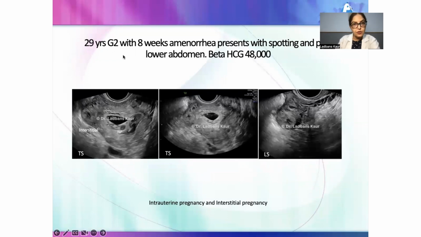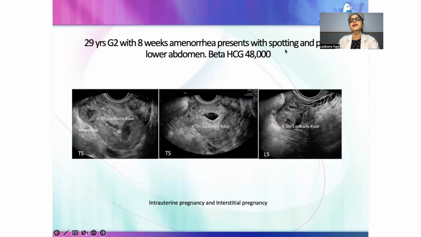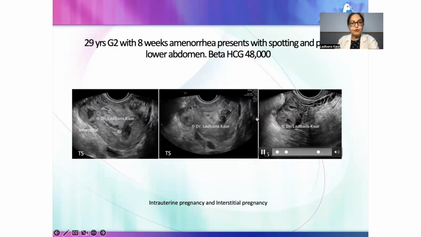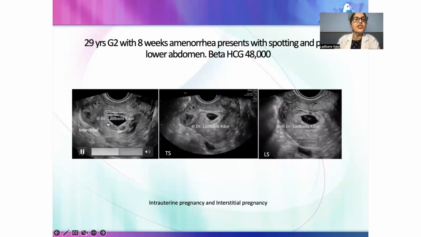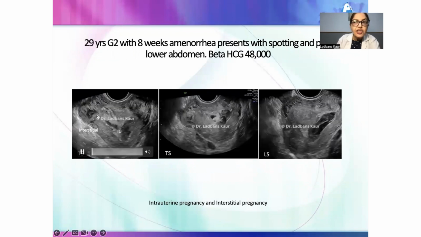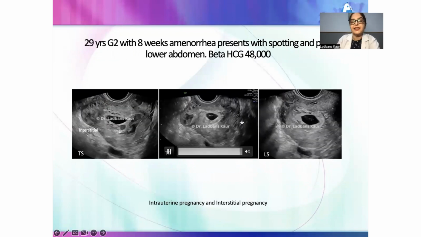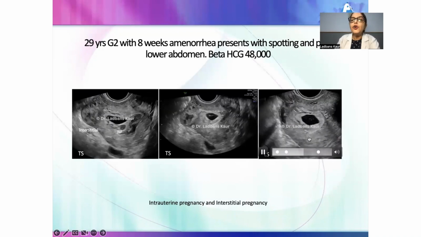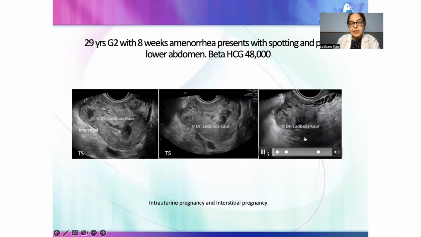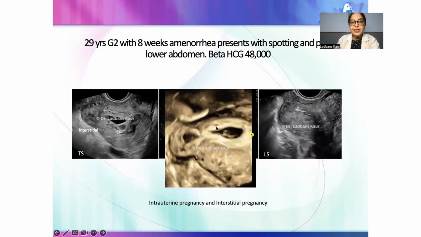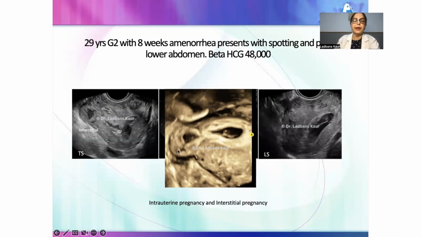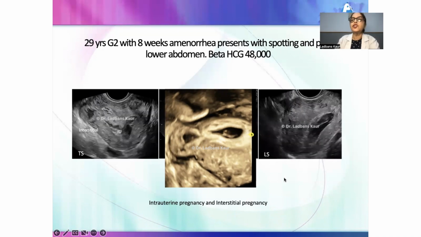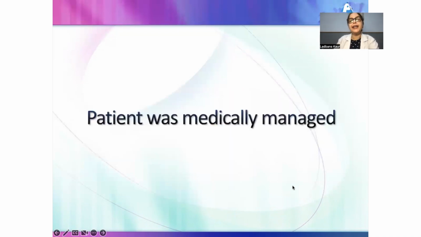Showing you another case of heterotopic interstitial pregnancy, where there was coexistence. This lady was 29 years old, gravida at 8 weeks amenorrhea, presented with spotting and pain in the lower abdomen. Beta HCG was 48,000. If you look carefully, you can see the intrauterine gestational sac as well as the presence of an interstitial pregnancy. So they were coexistent, interstitial as well as intrauterine, and there was a subchorionic hemorrhage as well. She underwent medical management, and you can see this on a 3D image showing the interstitial ectopic as well as the intrauterine pregnancy, which was medically managed.